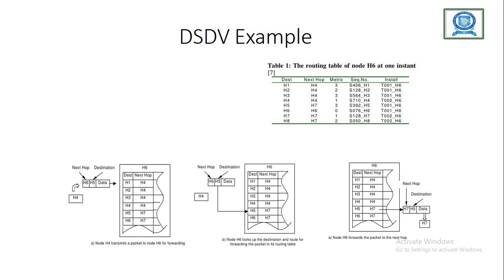Now the H7 routing table will show that the destination H5 is matched, so the packet will be given to the H5 node. This H5 node will check the destination address, and the destination address is matched. So it will open the packet and receive the data.